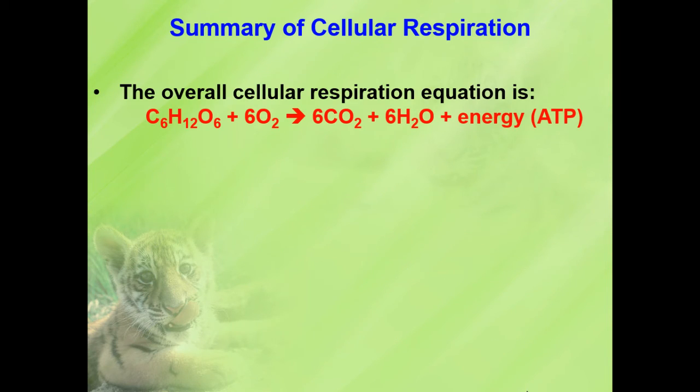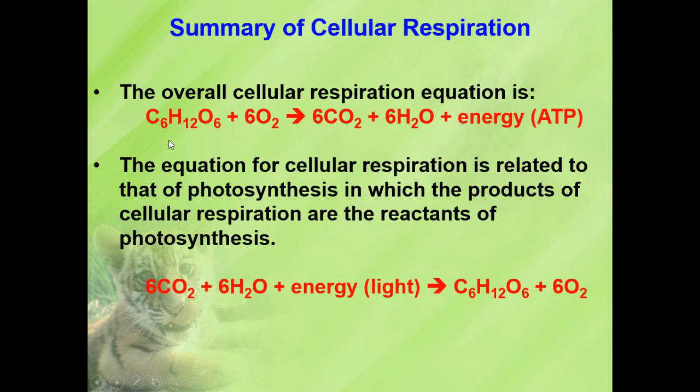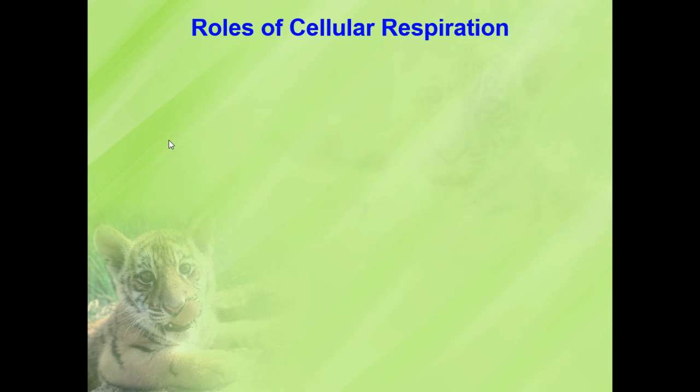The overall cellular respiration equation is right there. Do your best when you write that. You don't have to worry so much about getting these subscripts in there. You could put a big 6. And the equation for cellular respiration is related to that of photosynthesis, in which the products of cellular respiration are the reactants in photosynthesis. So I'm just having you copy it so you can see that they are just opposites of one another. And we're going to be making a foldable, if you're in class, based around this idea.